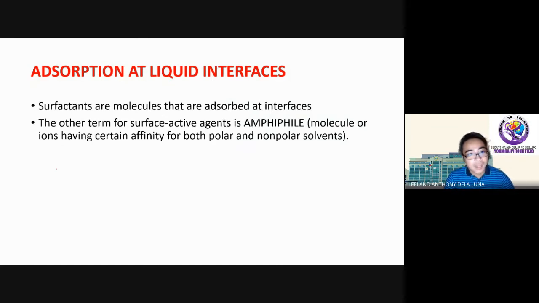Okay. Now, adsorption at liquid interfaces. So surfactants are molecules that are adsorbed at the interfaces. Okay, so sabi nga natin, kaya nagahalo yung tubig at langis kasi doon nag-exist yung surfactant natin or emulsifying agent. So the other term for surface acting agents is amphiphile. So sabi ko nga sa inyo class, amphiphile can have a property wherein it's both, pwede sa oil, pwede rin sa water, or pwede sa positive charge, pwede sa negatively charged ions. Okay, so hence molecules or ions have an affinity for both polar and non-polar solvents. So surfactants class are basically amphiphiles. They can exist both in polar and non-polar solvents.